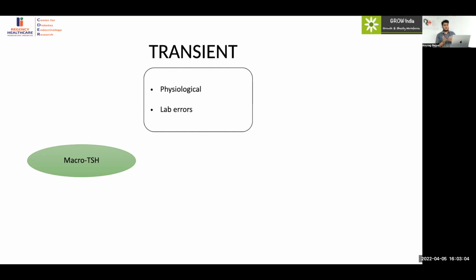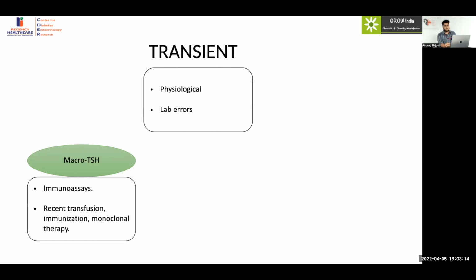And apart from that, one of the common conditions, which we already discussed in the previous classes, is macro TSH. It is usually a problem with the immunoassay, where there is a high molecular weight complex of TSH, biologically inactive, present in the circulation, which may cause a false positive. These are anti-TSH antibodies, so they will look bigger compared to their normal size. So the machine will say the results are very high, just like prolactin.